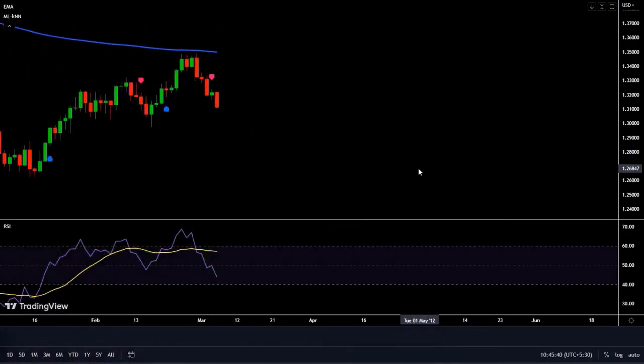Do the opposite for a short trade. First, wait until the price is below the 200 EMA. The RSI must become overbought during the pullback. After that, wait for machine learning to give a final confirmation.